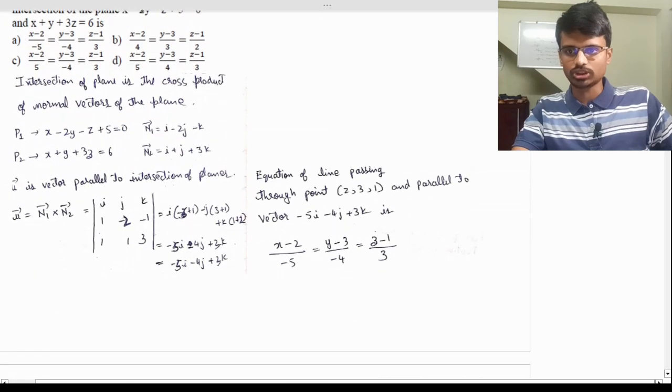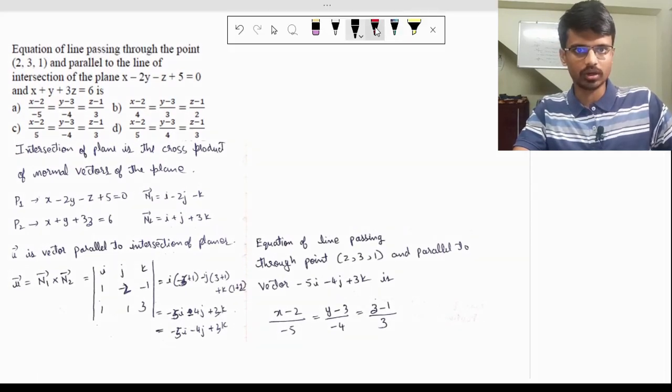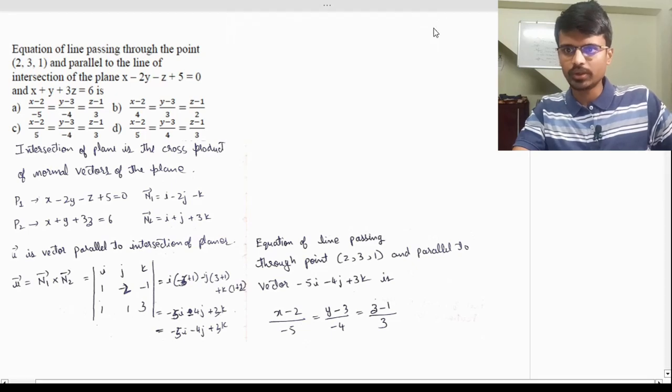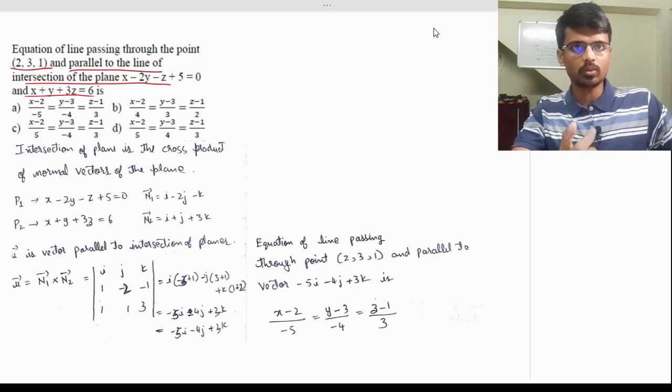Moving to our next question. It is an interesting question. Again, what have we got? The equation of the line passing through the point, which they have given, and parallel to the line of intersection of these two planes. So we need to find the equation of the line that passes through the point 2, 3, 1 and is parallel to the line of intersection of these two planes.